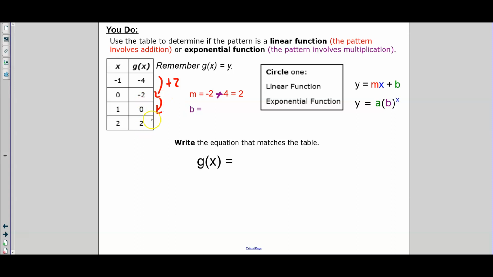Let's see if it works for the next one. So here's -2 plus 2. Yeah, that's 0. And then 0 plus 2 obviously would be 2. So since this works for all of them, I'd say this is definitely linear. Okay, so this is a linear function.